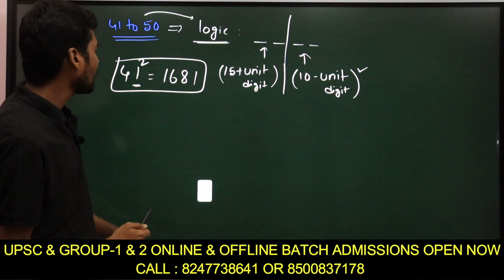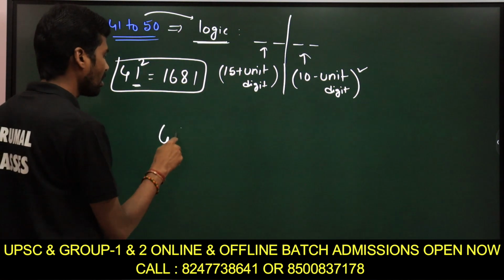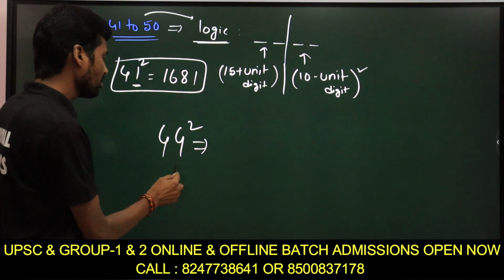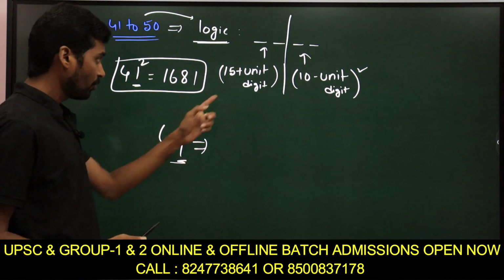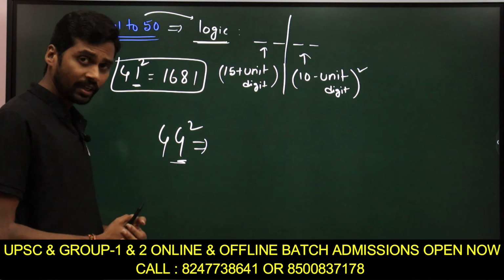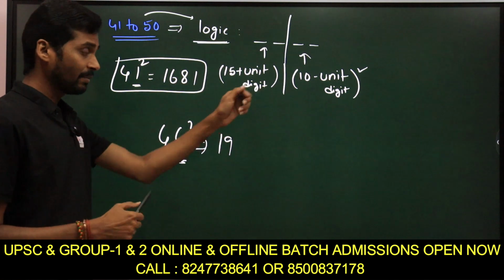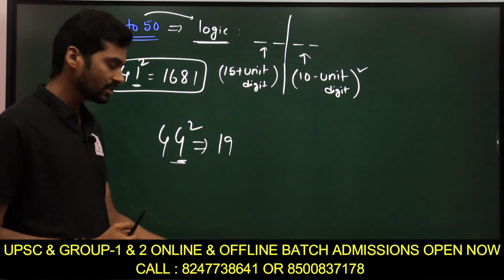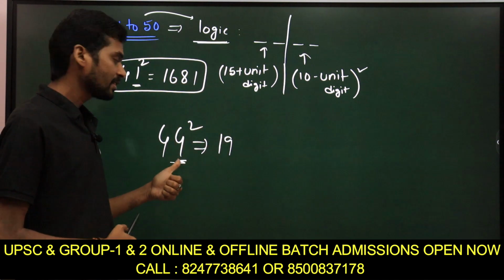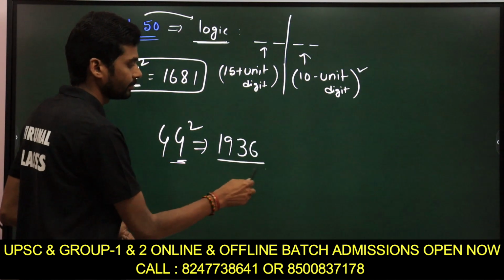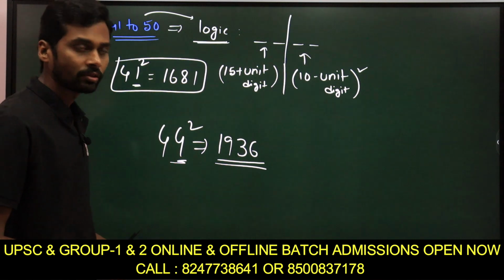Let's take another example, 44 square. Again you have 15 plus unit digit. 15 plus 4 is 19. 10 minus unit digit, whole square, for the next two digits: 10 minus 4 is 6. 6 square is 36. So 44 square is 1936. Okay, do you get it?